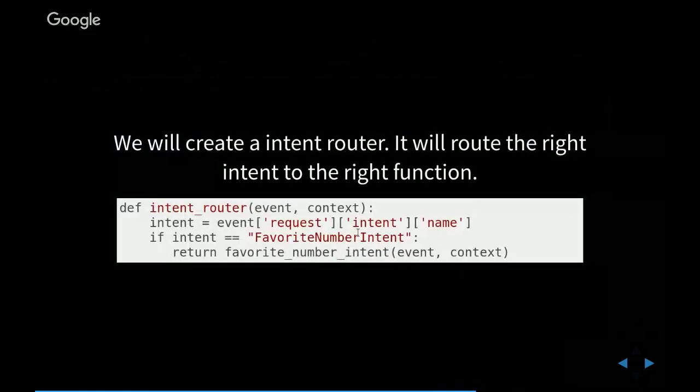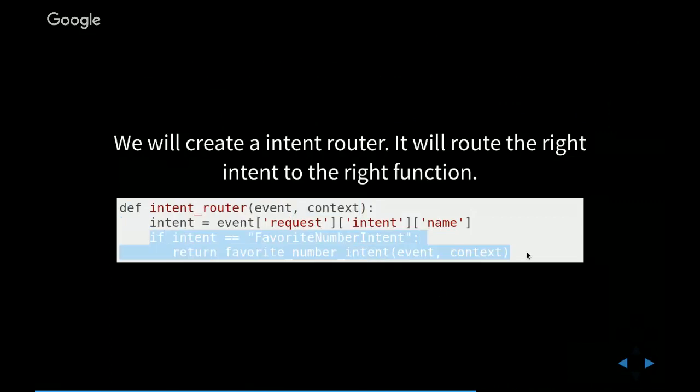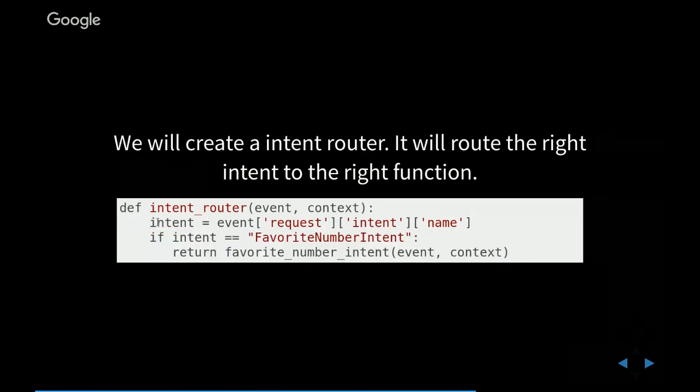We'll create an intent router. It will route the right intent to the right function. So we have created here a new function called intent router, and it's going to take an event and a context, and eventually it's going to have a series of if statements. That way it will be able to tell, because if you look, this is a dictionary. What's a dictionary within a dictionary? So we're starting to get those nested dictionaries where it gets hard to read. Like that's a very long variable name.